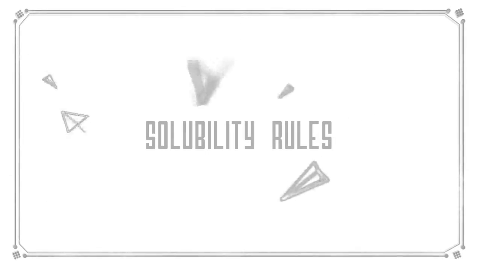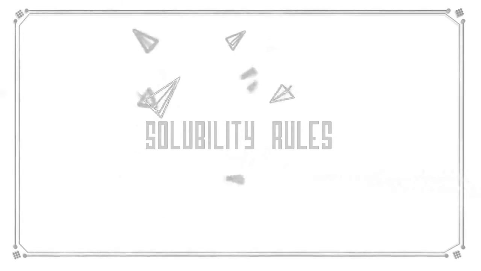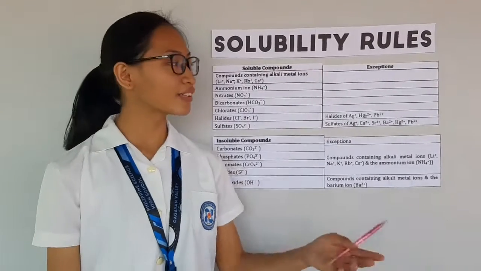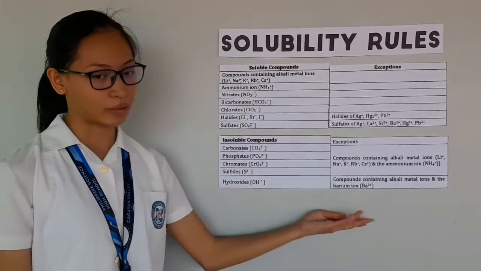So that means soluble compounds become aqueous and dissolve into their constituent ions, and insoluble compounds remain a solid or a precipitate in a solution. To help us predict whether a compound is soluble or insoluble, we are going to go over the solubility rules. Let's take a look at our solubility table.